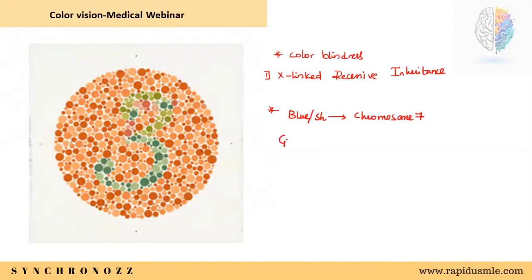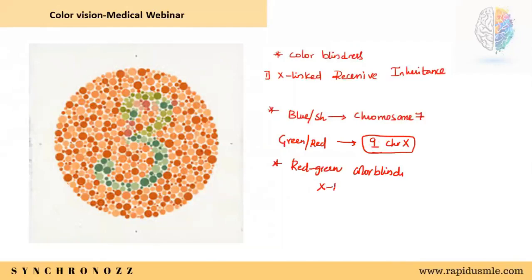And when it comes to green, that is middle wave, or red, that is long wave, these are located on Xq, that is the long arm of chromosome X. The most common form of color blindness is red-green color blindness, and it is X-linked recessive. The reason is these green-red cones, which help in perceiving green and red color, are located on the X long arm. So most of the times, color vision is transmitted in an X-linked recessive fashion.